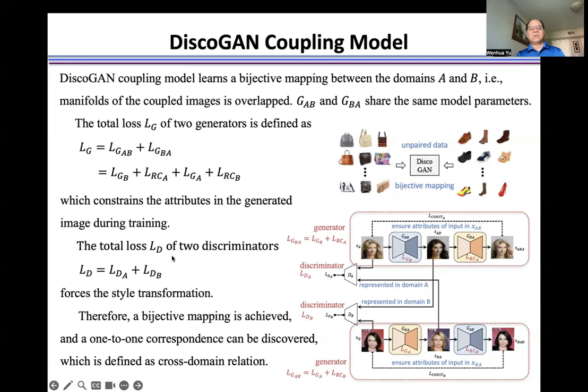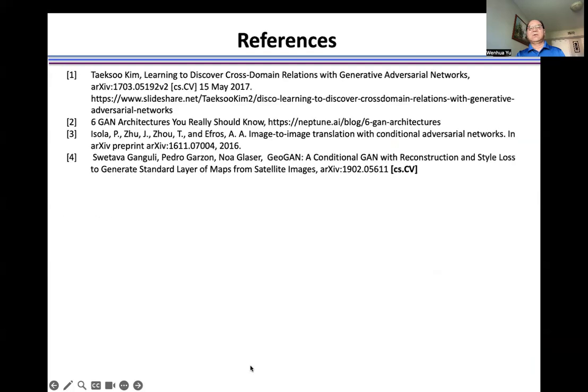The total loss LD of the two discriminators includes LDA and LDB, and forces the style transformation. Therefore, a bijective mapping is achieved, and a one-to-one correspondence can be discovered, which is defined as a cross-domain relation. For more details, please check these references.